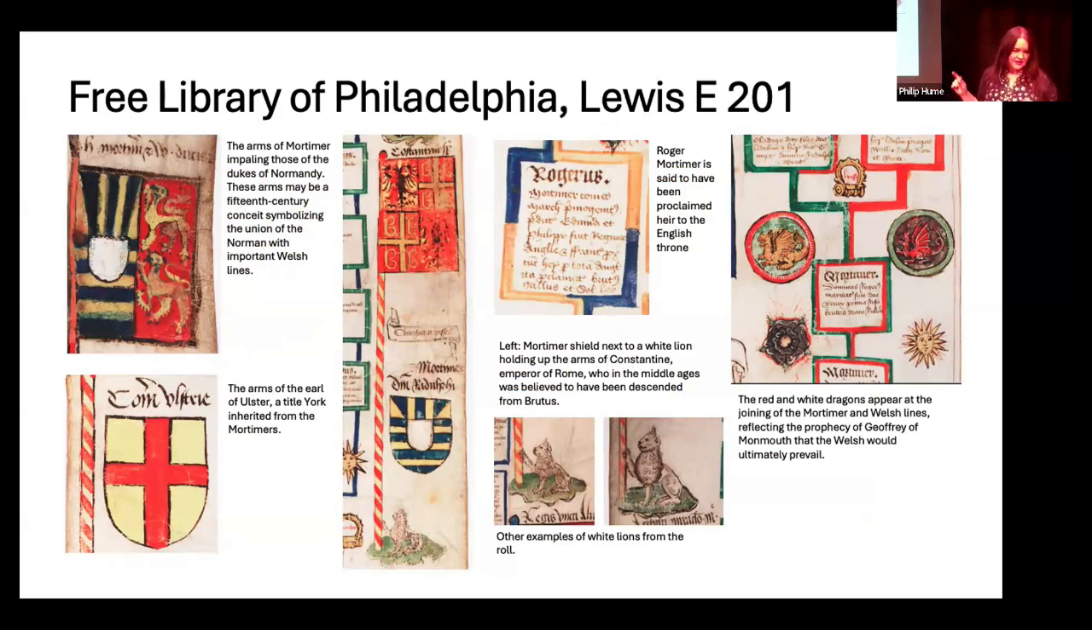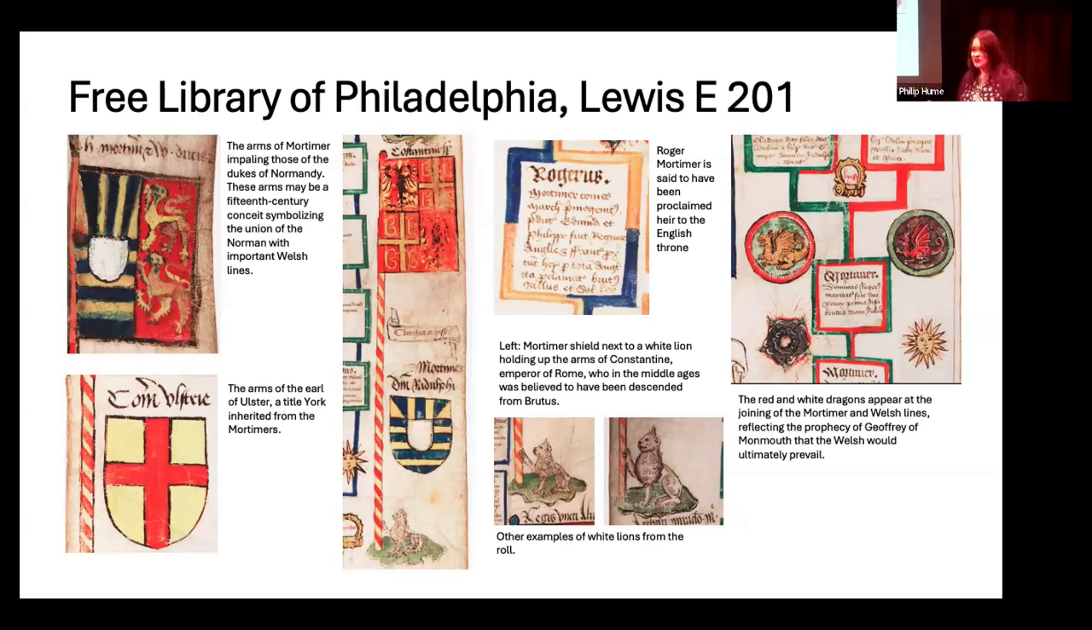You can see the arms of Ulster as well, a title which Richard, Duke of York, inherited from the Mortimers. You can see many white lions all over the roll, which are known as a symbol of the Mortimer family. And interestingly, one of the white lions is holding up the shield of Constantine, the Emperor of Rome, who was thought at this time to be descended from Brutus.